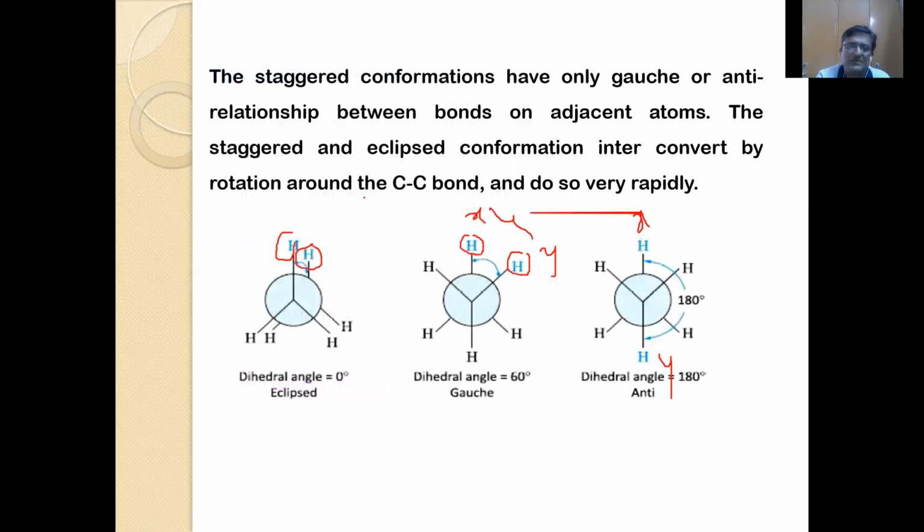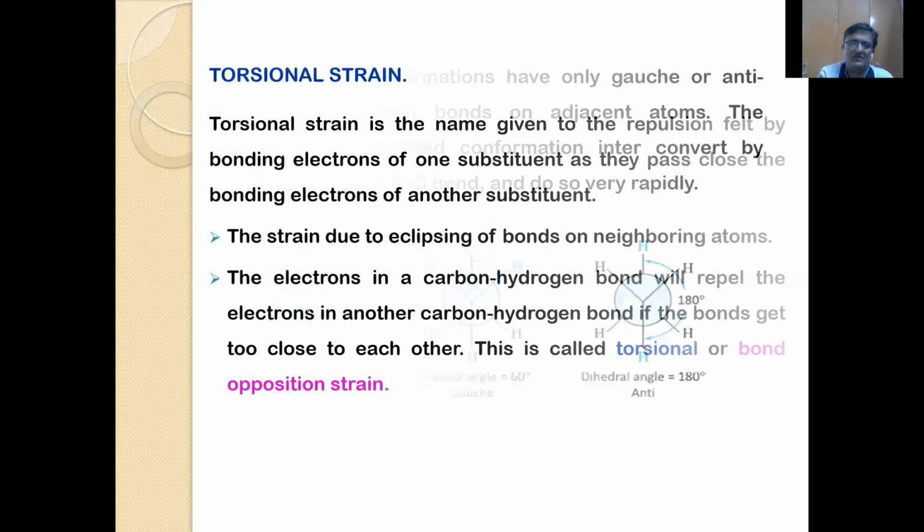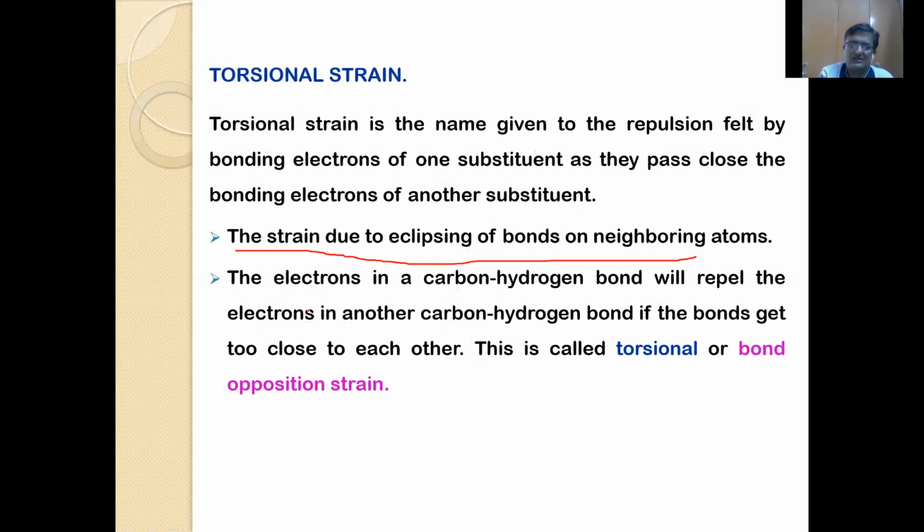Normally, when we compare with the staggered or anti or gauche forms, in the eclipsed case you will find a larger torsional strain. Wherever the strain is greater, that becomes usually unstable. But in case of the staggered conformation, there is no strain in the molecule. So the one with more torsional strain is unstable, and the one without torsional strain we call more stable. Eclipsed form usually possesses higher torsional strain.